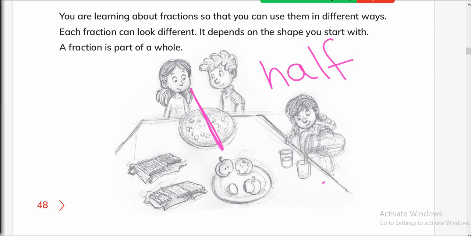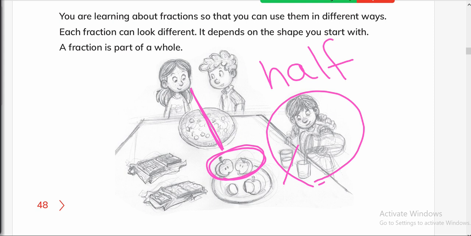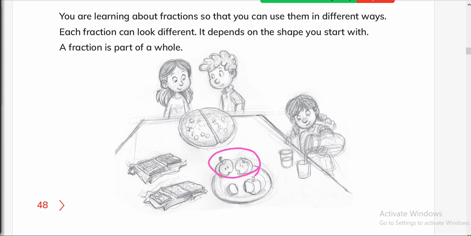Okay, this girl is pouring water in two glasses, two equal glasses. Here she cut the apple in two equal parts. So we can find a fraction for this apple, but we cannot find the fraction for this apple because for fraction, these things should be divided into equal parts. The apple is not cut in equal parts, so we cannot find its fraction.